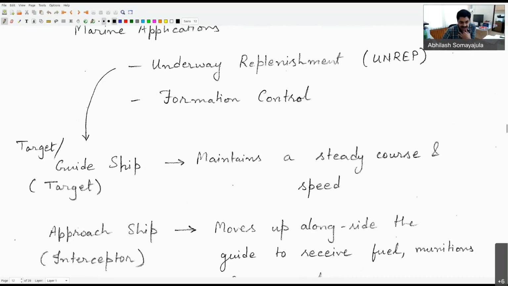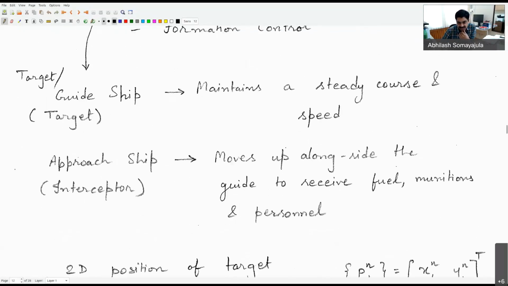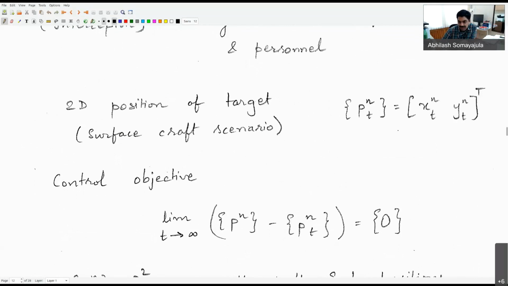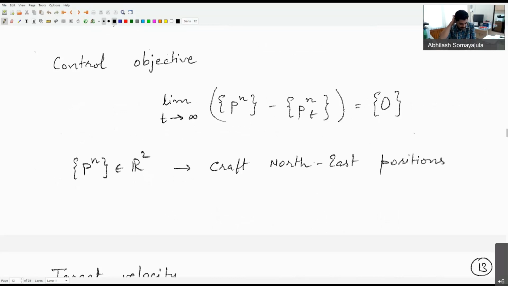And we understood this idea that we have a target ship and an interceptor ship. The target ship is assumed to maintain a steady course and speed, and the approach ship is trying to move up towards the target ship in some fashion. We were mostly interested in the so-called 2D position of the target, so we were looking mostly at surface craft, so we're not considering the Z dimension, but the techniques which we develop here are generic enough that they will be applicable to three-dimensional cases as well.